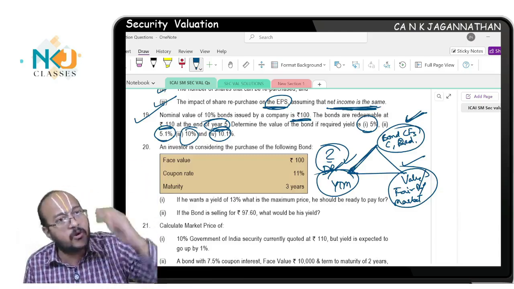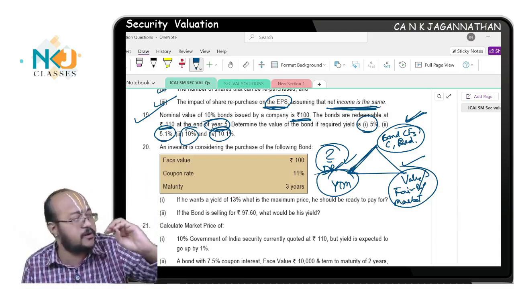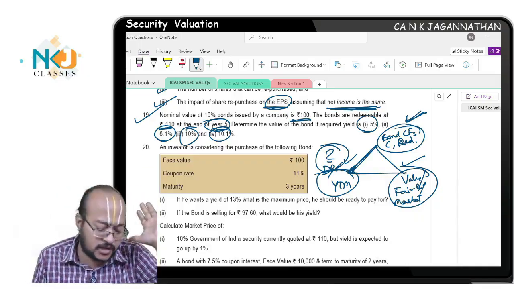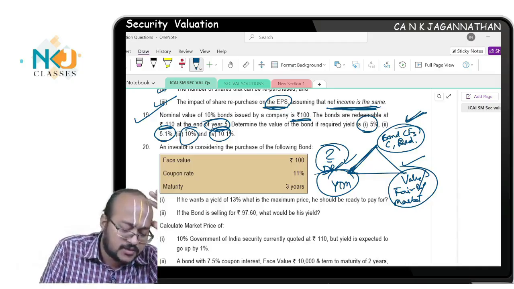Then what will be the inflow? The bond cash flows will be the inflow, the series of inflows. Coupon for 5 years, and at the end of the 5th year you will get the redemption. Are you understanding? So this is a value based question, a simple question.